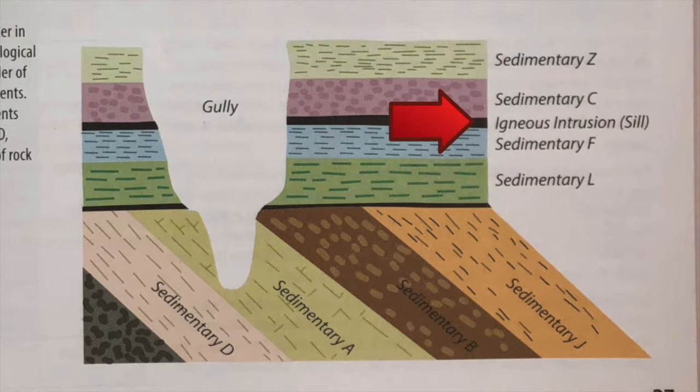The igneous intrusion would have probably occurred after all the layers were deposited, either when hardened or still soft. The gully would have occurred last, as it extends through all the section of rocks. There are other possible sequences.